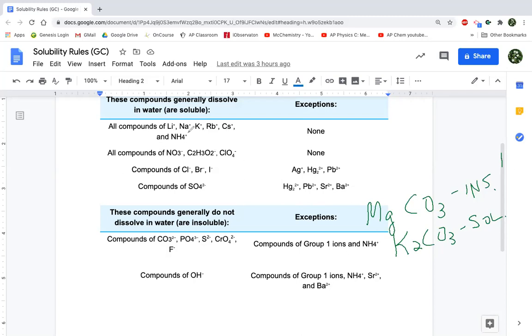So this is how you use this chart. Up here, they're saying what is soluble, and the exceptions are not soluble. Here, they're saying the compounds that are not soluble and the exceptions that make them soluble. Okay, so we're going to go back to the whiteboard and then we will do some examples here.